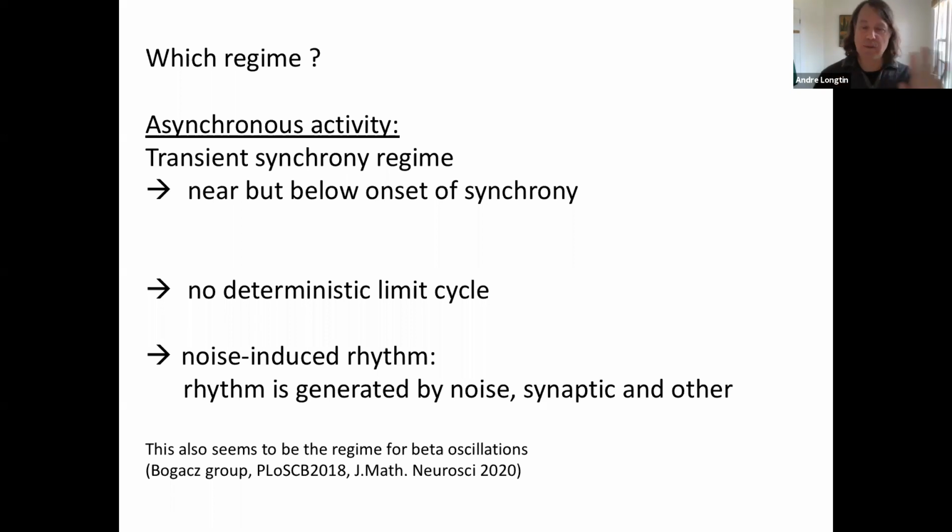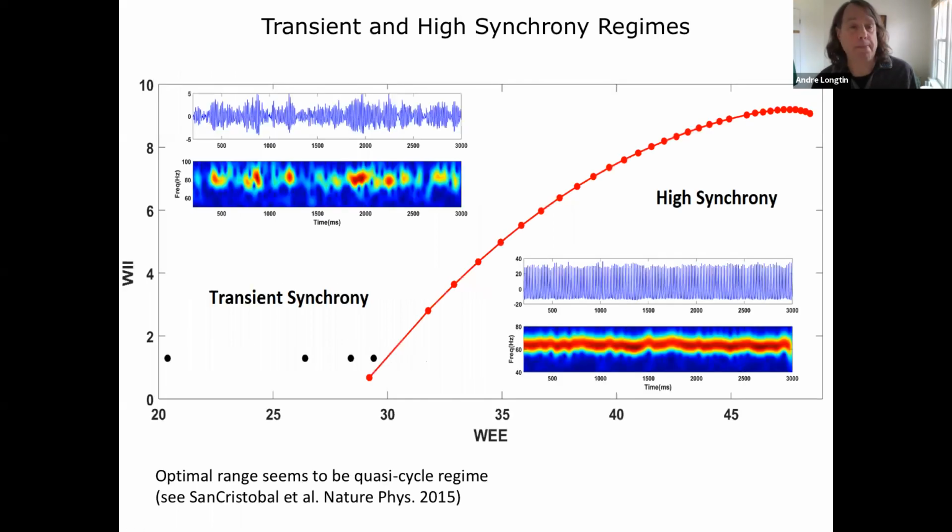So if there's one thing you should remember from this talk, it's that I'm looking at systems where, if there's no noise, there's nothing. There's just a fixed point. So you need the noise to kick around the system, and you're going to get these oscillations that are stochastic. It's a noise-induced rhythm generated by the noise, and that noise is the synaptic input coming from other cells. And this appears to be the regime also for beta oscillations; the group of Rafal Bogacz at Oxford has been putting out some recent papers on this as well.